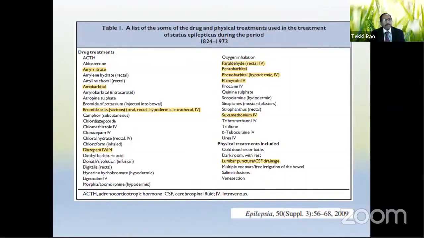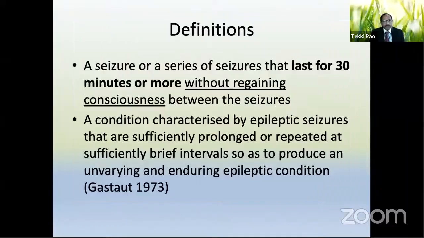Until then, we had been using amyl nitrate, amobarbital, bromide salts, diazepam, paraldehyde, phenobarbital, and pentobarbital. You can look at some of those physical treatments, which included lumbar puncture, CSF drainage, and keeping the children in dark rooms with rest, etc. However, I think there were no good protocols or approach. Mostly it had been individualized practice in each hospital worldwide.